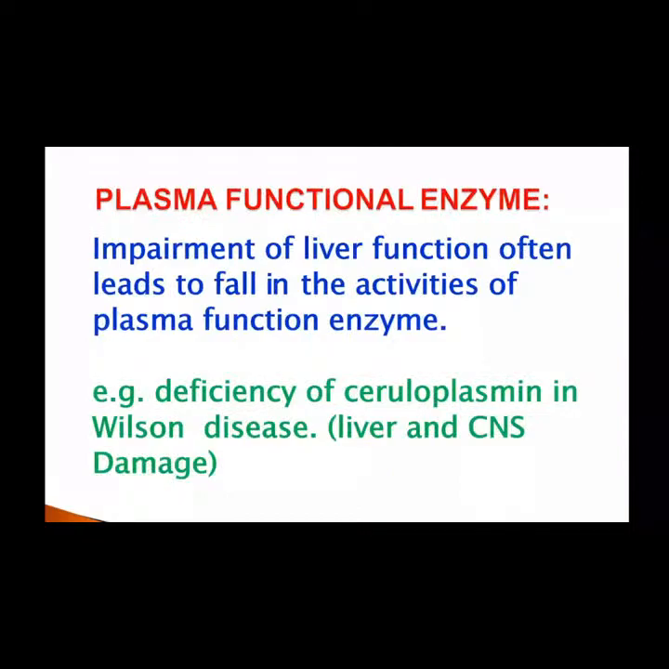So when the liver is damaged, the enzyme ceruloplasmin level is decreased. This causes Wilson disease, right? Because of that deficiency, it causes a disease called Wilson disease. It also affects the brain, so it leads to memory loss. So this is Wilson disease. Okay, next slide.